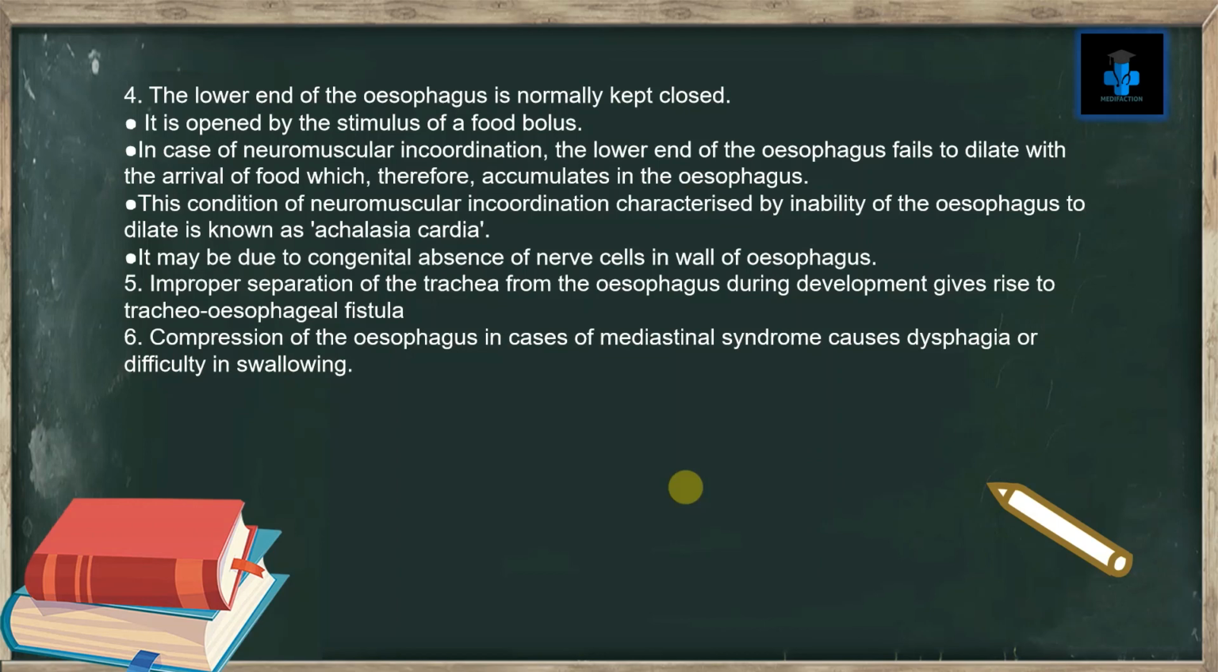Improper separation of the trachea from the esophagus during development gives rise to tracheoesophageal fistula. Compression of esophagus in cases of mediastinal syndrome causes dysphagia, otherwise known as difficulty in swallowing.